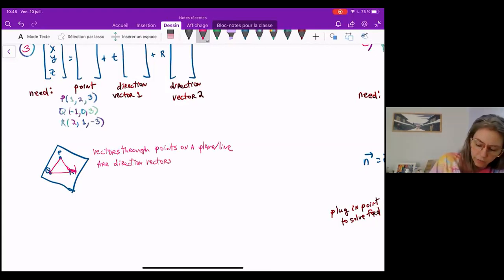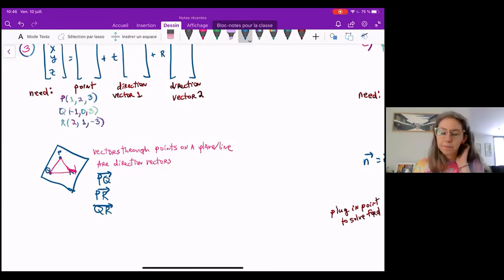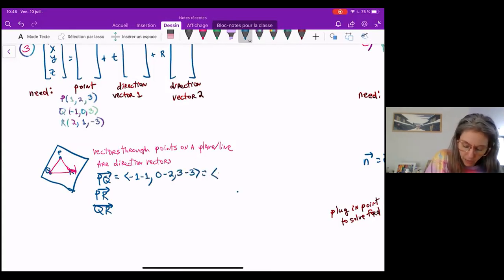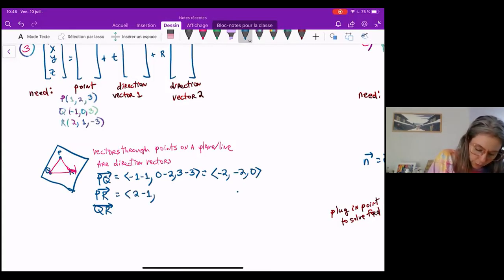So that means my direction vectors here, I could use PQ, I could use PR, I could use QR, but how many do I need? 2. So I don't need all 3 of those. I can use whichever ones I want. So I'm just going to go with PQ and QR. So remember, that's the minus thing. So it's Q minus P, negative 1 minus 1, 0 minus 2, 3 minus 3, negative 2, negative 2, 0. And R minus Q, 2 minus negative 1, 1 minus 0, negative 3 minus 3. That gives me 3, 1, negative 6.